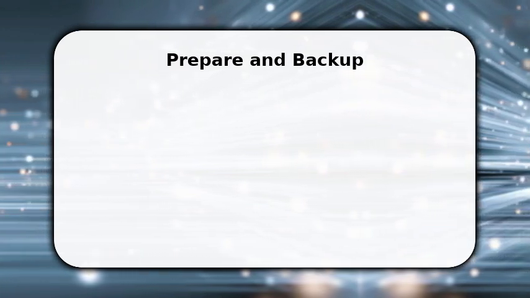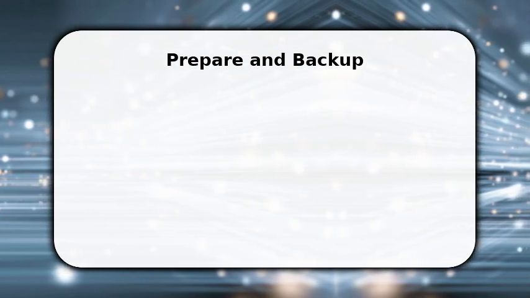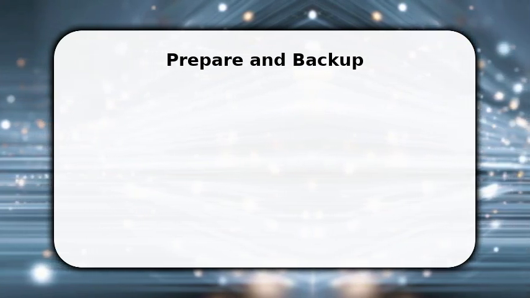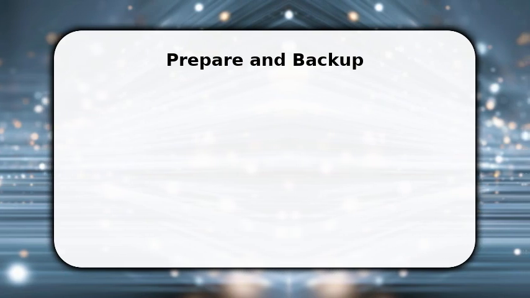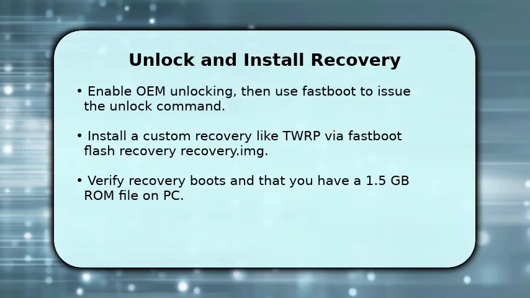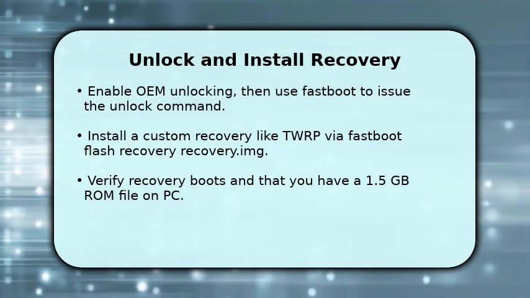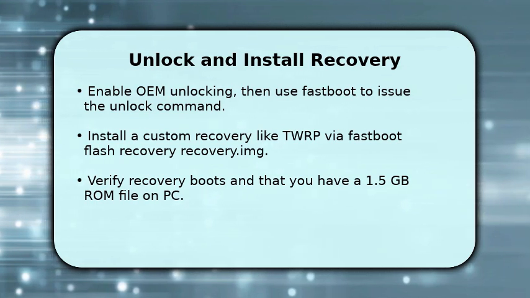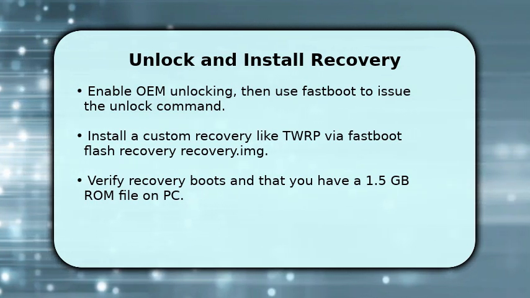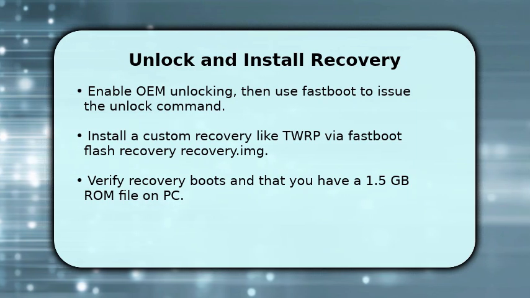Enable developer options and USB debugging in settings. Write down your current bootloader status and a map in case you need to restore later. Enable OEM unlocking in developer options to allow bootloader changes. Connect the phone to the PC with a USB cable and confirm Fastboot sees the device.